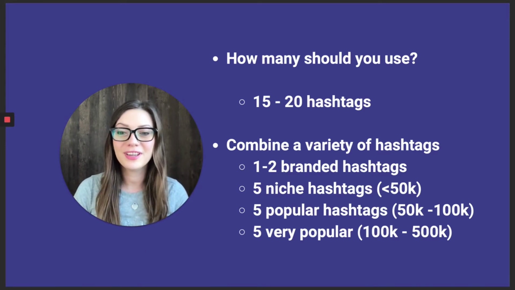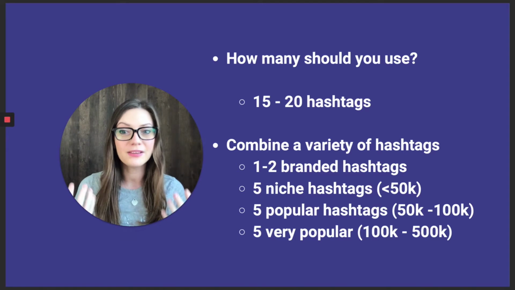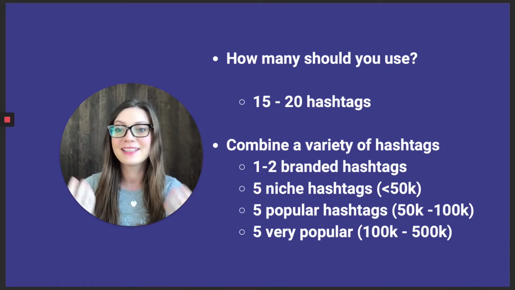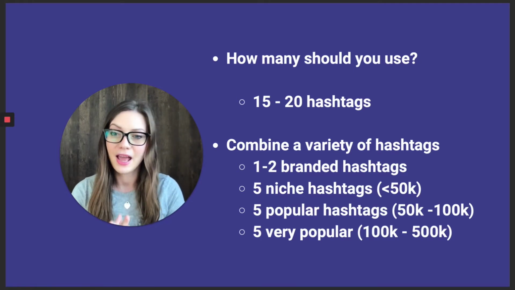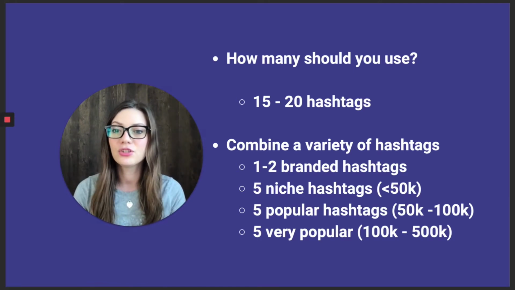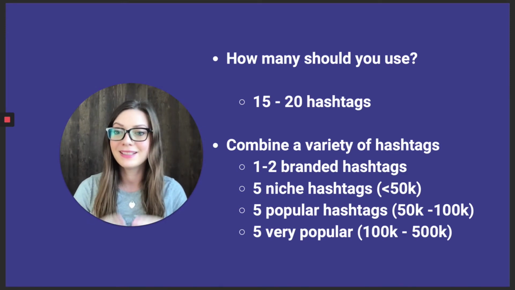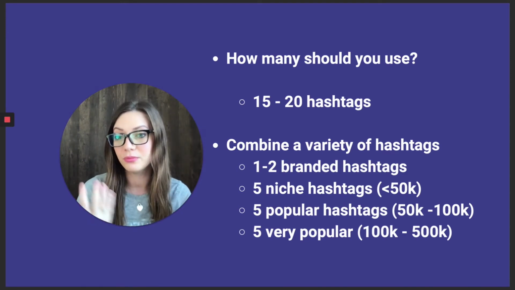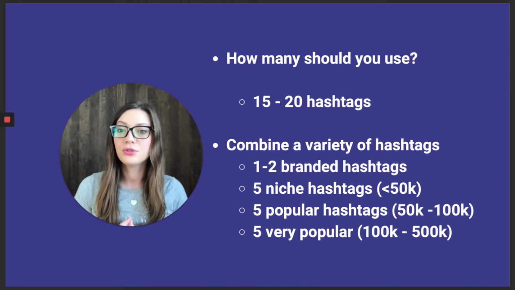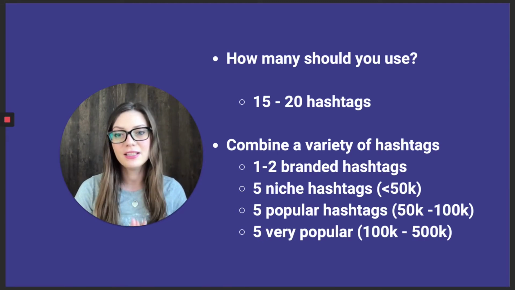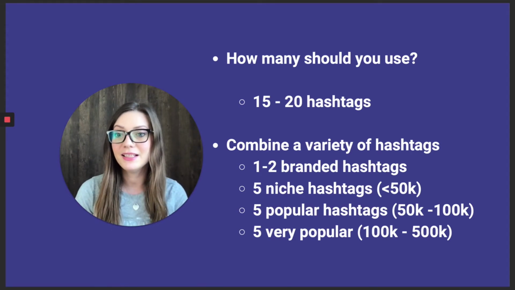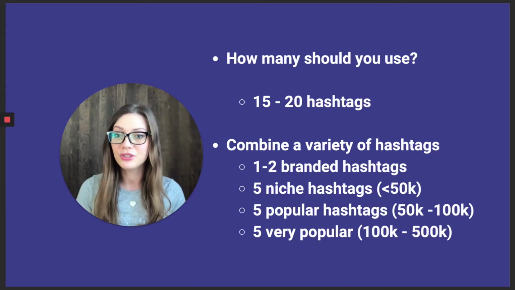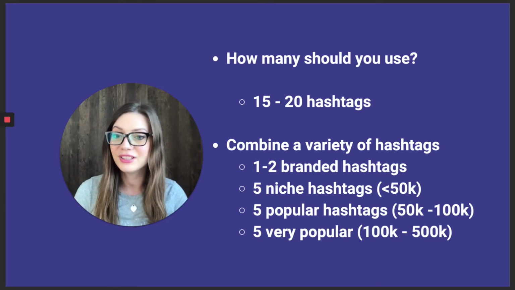To create the perfect hashtag strategy, you should combine a variety of different hashtag sizes. So for example, you should use 1 to 2 branded hashtags. These are hashtags that describe your brand and make your content searchable for people searching for your brand name. After that, you should use 5 niche hashtags. These are hashtags that are lower than 50,000 images. And this is important because, especially if you are a new account, it's going to be easier for your content to be discovered in your niche hashtags.